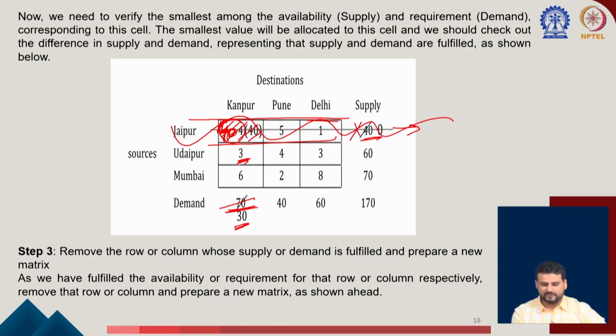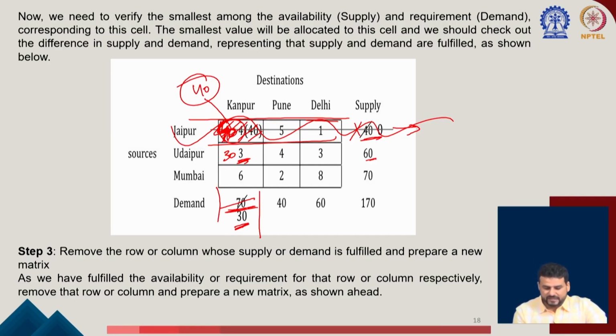Now how many maximum can we allocate? Because demand is 30 and supply is 60, but we cannot allocate more than 30, because if I keep supply in mind and allocate 60, then Kanpur requires only 70, but if I supply 60, supply to Kanpur will be 100, because 40 we have already assigned in the first cell. That also we need to keep in mind. The sum of the column should also be equal to the demand.